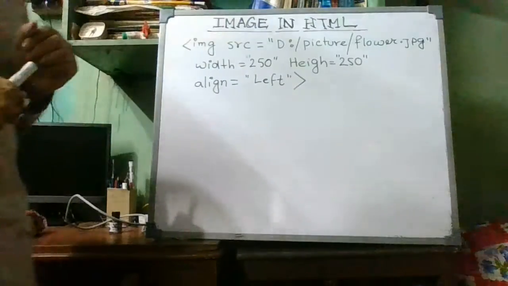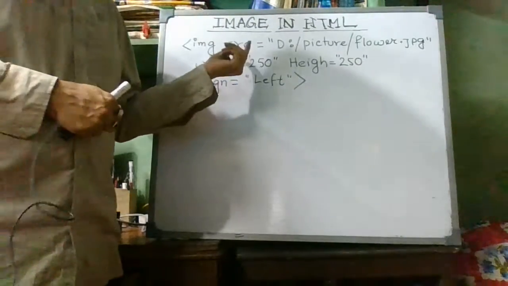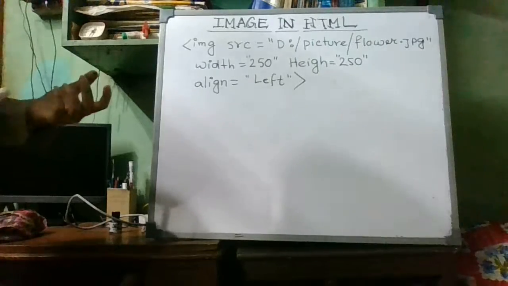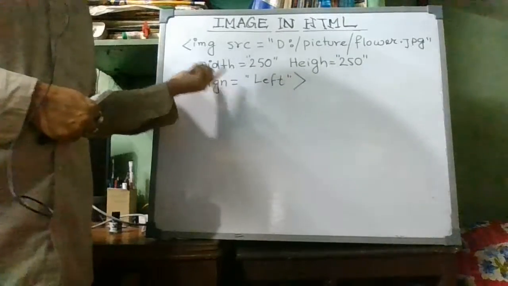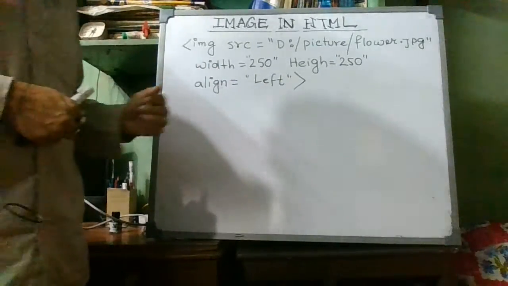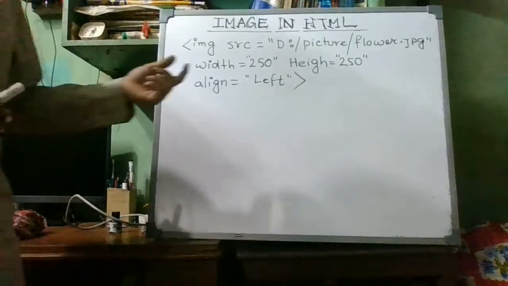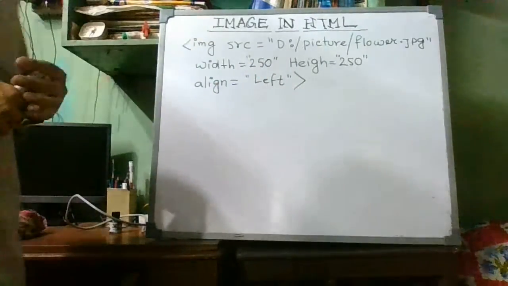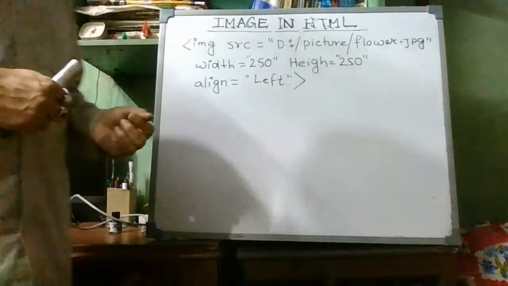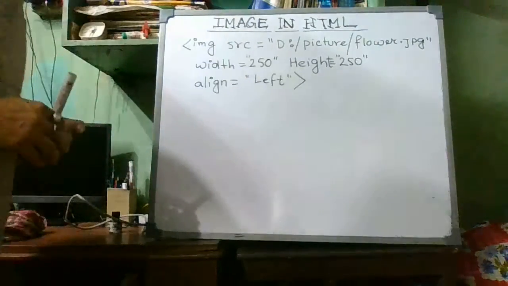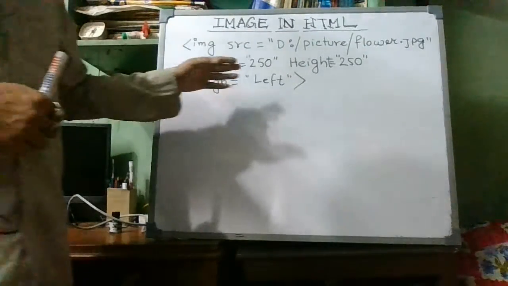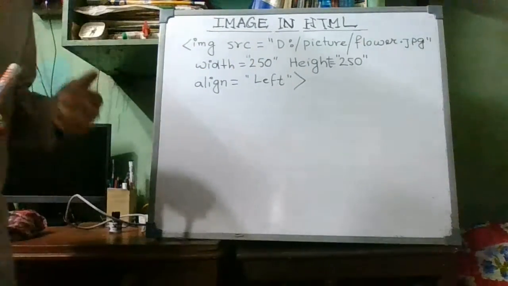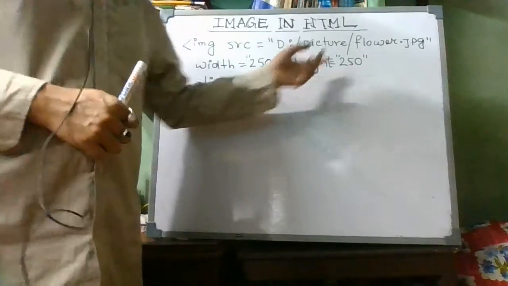After the src attribute, we need to specify the width and height of a picture. So we have written width, it is an attribute. Then we have given the equal to symbol, and we have specified a particular value of width, that is 250. You can give any value. Similarly, we have given height. Height is another attribute, and for height we have given 250. That means we are bringing an image whose width will be 250 and height will be 250.